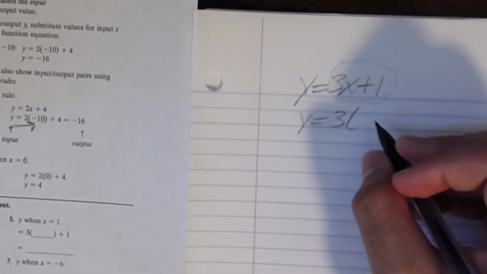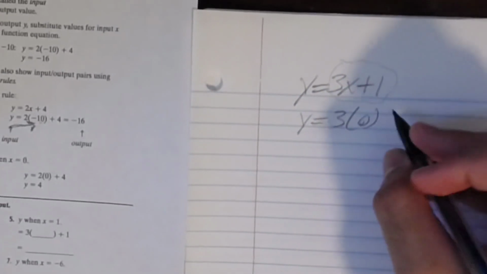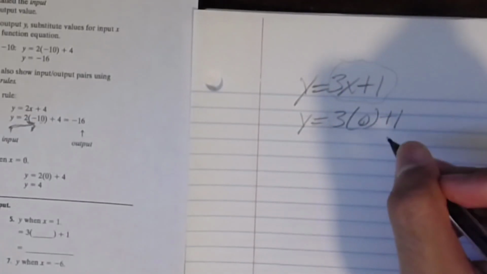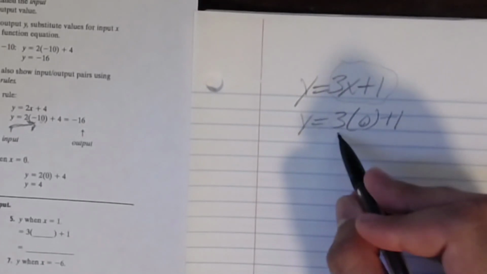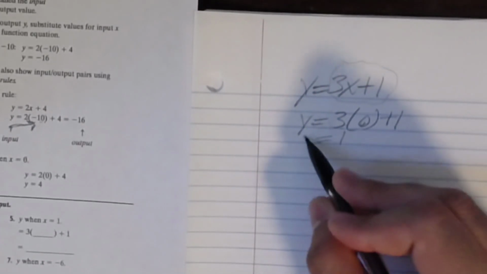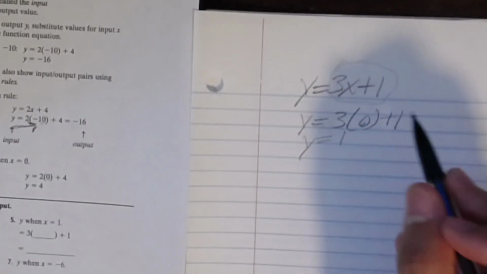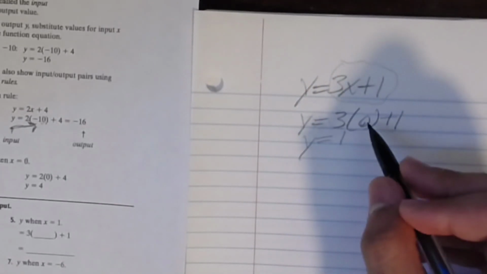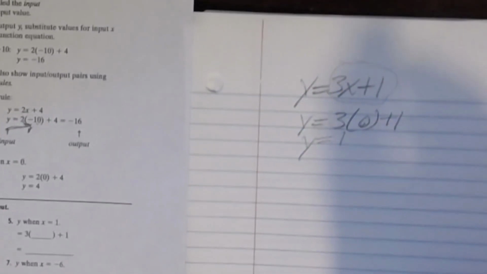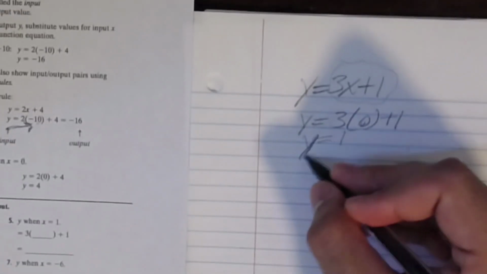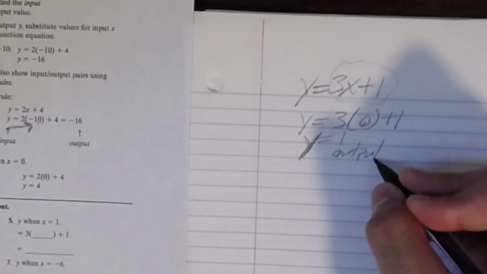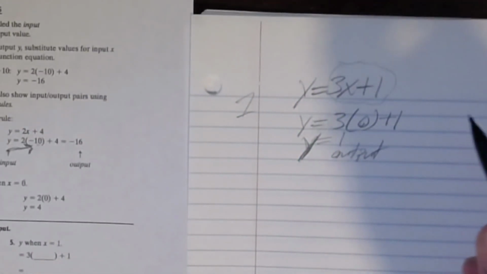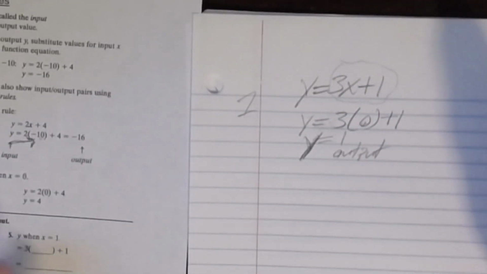They say when x is 0, so you just replace x with a 0. We got plus 1. So we got 3 times 0, which is 0, plus 1, which is just 1. So your output is 1 when your input is 0. So this will be your output. This is for number 1, or actually it says number 4, but I'm just going to write down 1.